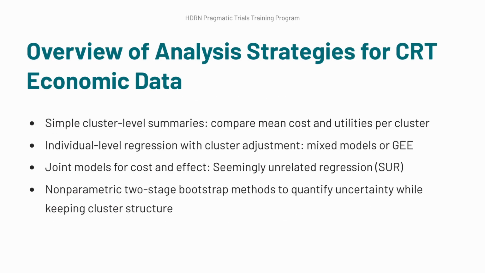Now for the analysis toolbox. There are several ways to handle clustered economic data. First, we can average costs and effects within each cluster and compare those cluster means. Second, we can use individual-level mixed regression models with random effects or generalized estimating equations. We can also fit joint models for cost and effect, such as seemingly unrelated regression or multivariate multi-level models. Finally, resampling approaches like the two-stage bootstrap methods help quantify uncertainty while preserving the cluster structure. There are also Bayesian hierarchical models for complex data structures or small CRTs, but these are beyond the scope of this session.